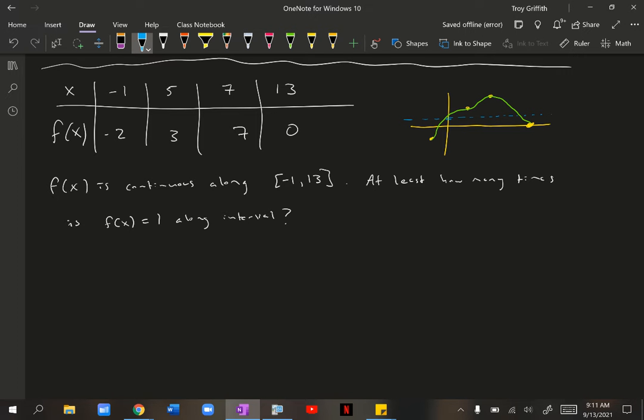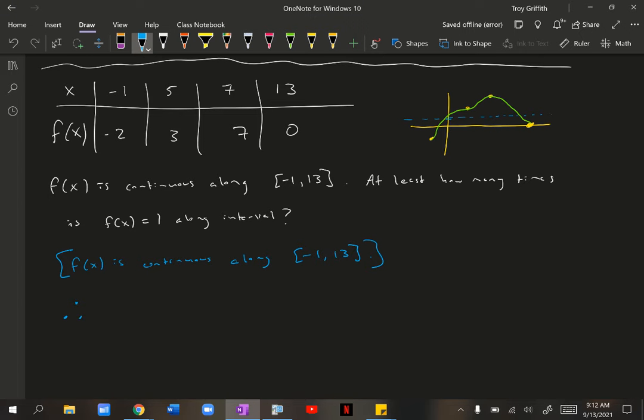Now, the first thing that we need to state here is that f of x is continuous along the interval. Okay, if you don't state this, we can't use the intermediate value theorem, but I'm going to go ahead and state this even though it was given to me in the question. And now we can write some different things right here.